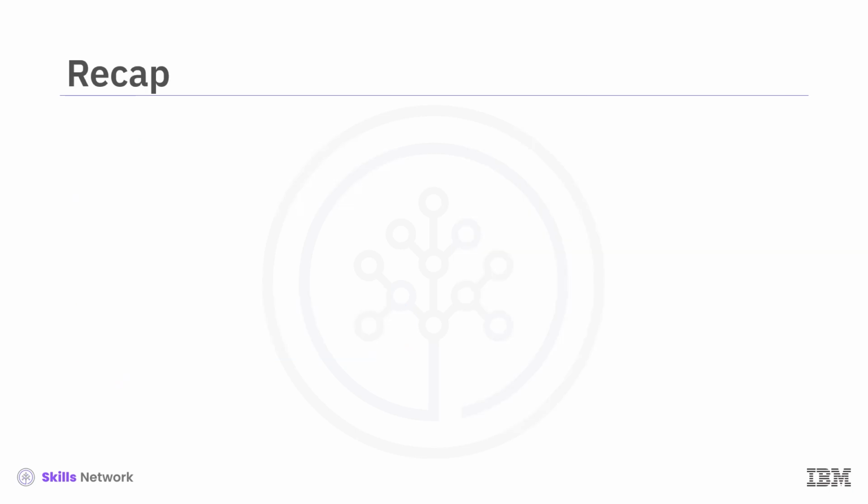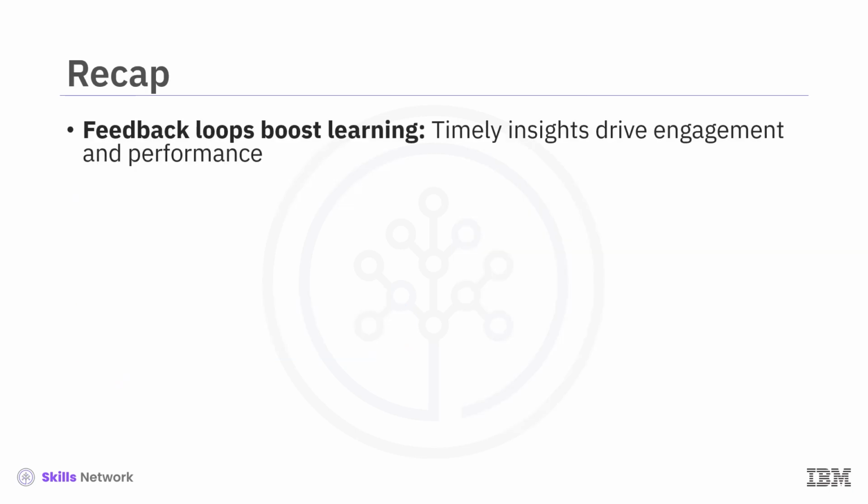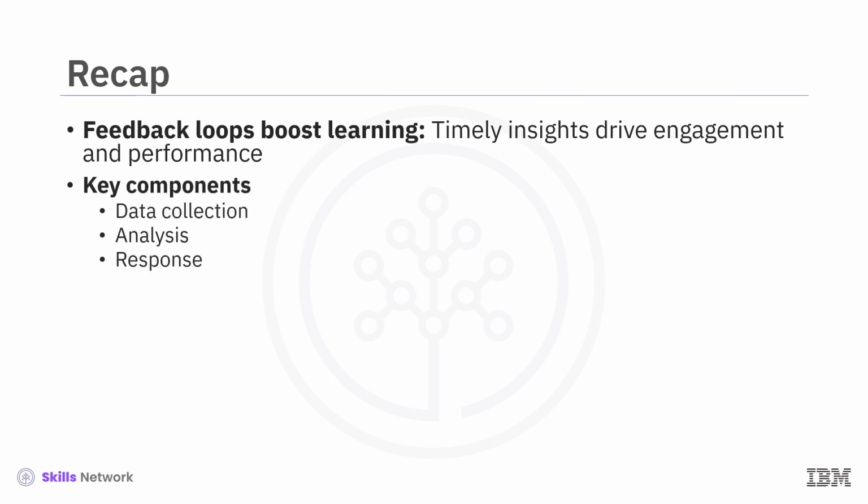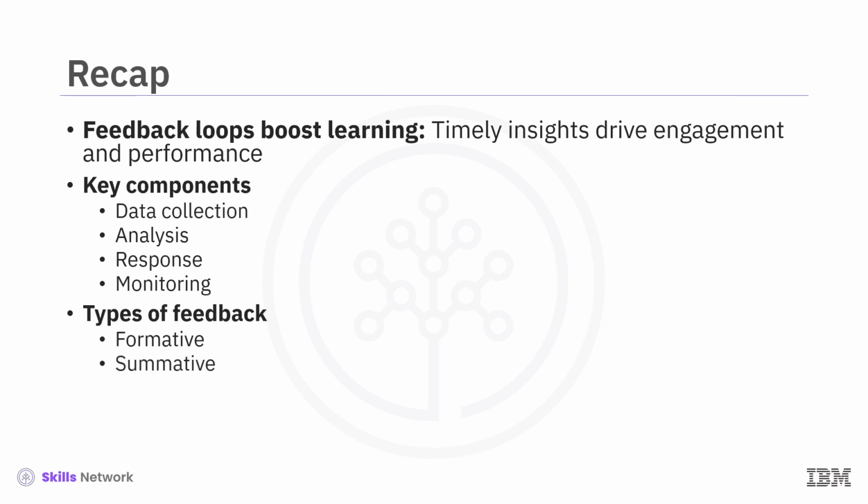In this video, you learned that feedback loops in education play a crucial role in enhancing student performance and engagement by providing timely and actionable insights. A well-structured feedback loop includes key components such as data collection, analysis, actionable responses, and continuous monitoring. Different types of feedback, including formative, guiding improvement, summative, evaluating performance, real-time, and delayed, help shape learning experiences. The process involves collecting data, analyzing trends, providing targeted feedback, implementing necessary changes, and monitoring impact.